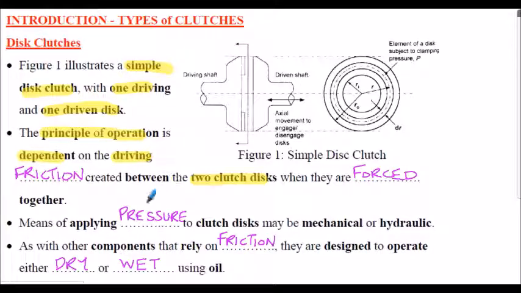So we're going to be applying a pressure to the discs by either mechanical or hydraulic means. We're not really too bothered with that. We will sometimes get involved with spring stiffnesses because that's part of mechanical application later on, but basically the pressure is applied via either of those means. As with other components involving friction, they're designed to operate both dry and wet. You'll see in the calculations later on we will have wet configurations and dry configurations. Basically that boils down to different friction coefficients as far as we're concerned, but we need to highlight the different configurations between a wet clutch and a dry clutch.